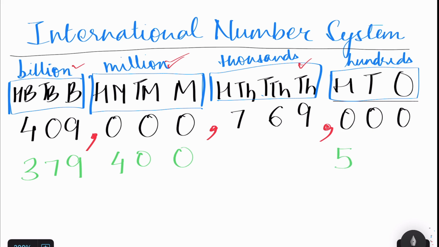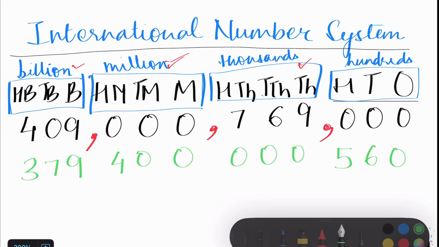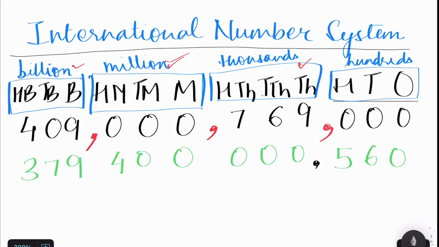379,400,560. I did not say thousands, right? So 560 comes under HTO, and I did not mention any thousands digits, right? So this is how my number looks. Let me put the commas. So this is my number, 379,400,560. I hope this was easy. I hope this helped you.